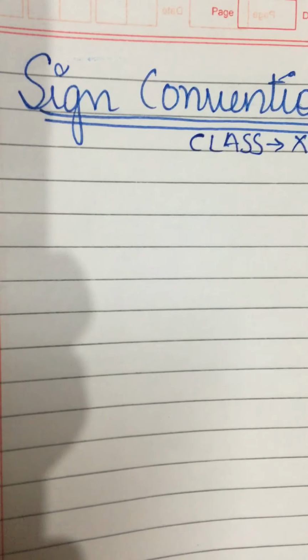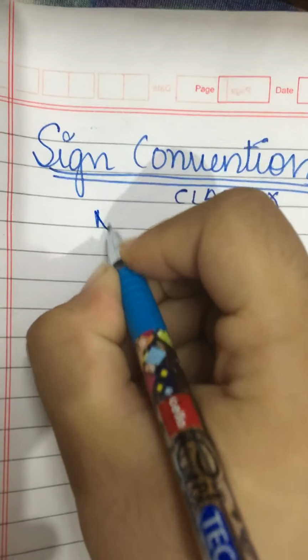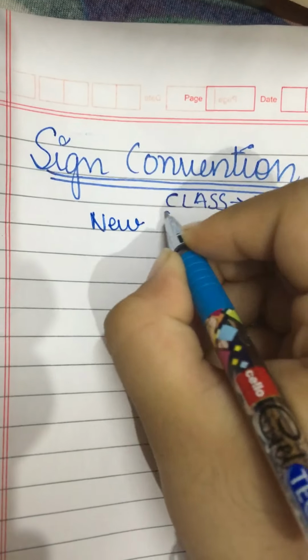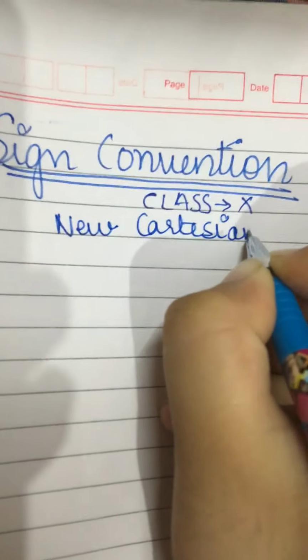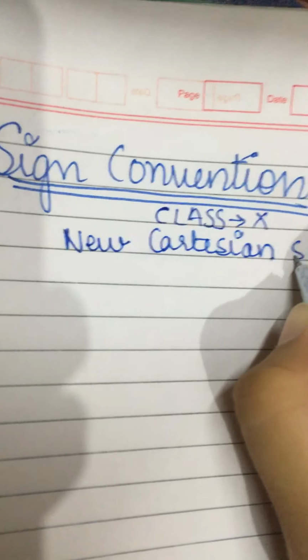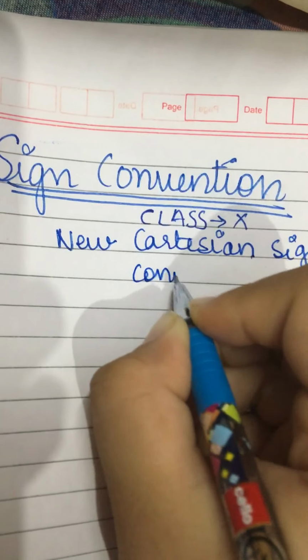Hello everyone, so today we will do sign convention for reflection by spherical mirrors, class 10. So let's start. The sign conventions are also called the new Cartesian sign convention.